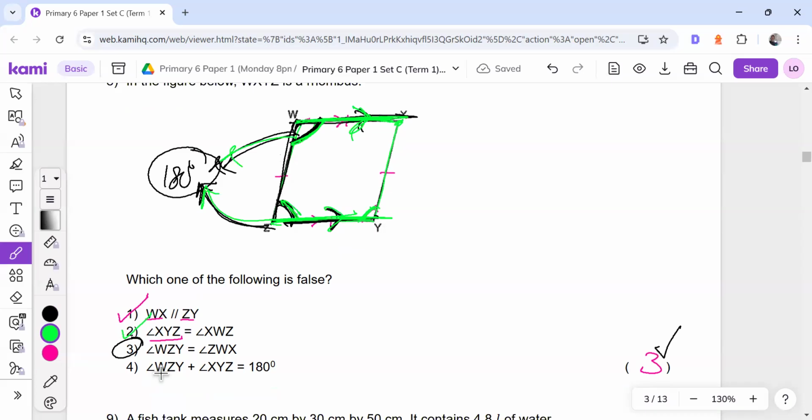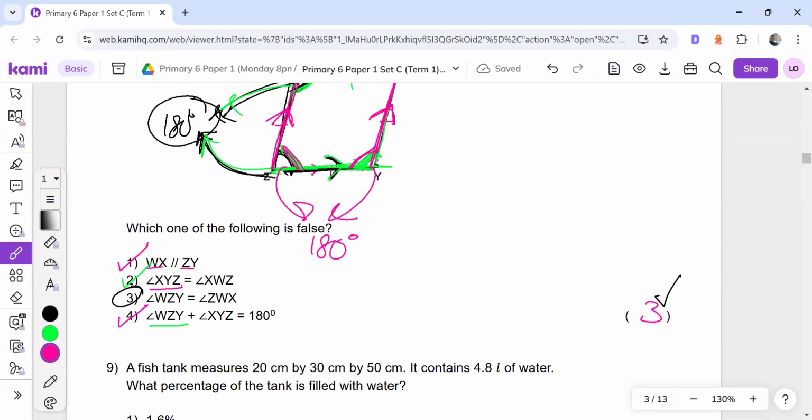Okay? And how about WZY? WZY is the green color angle and XYZ is where? XYZ is here. Okay? So statement 4, is it true or false? Is also true because again you have two lines that are parallel, all right, and the angles between these two lines that are parallel add together is also 180 degrees, which is your statement 4. Your 4 is also true.